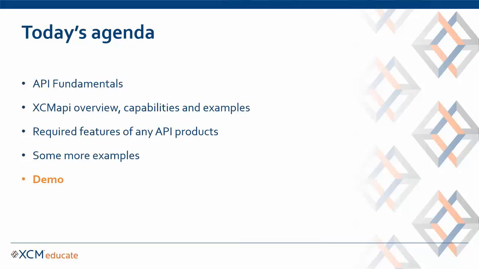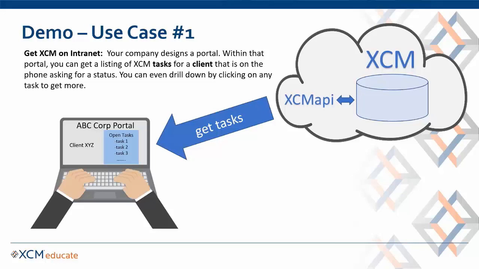Now we are going to get into a demo, and we're going to have two different use cases here, and Wayne will show you the demo. One is, as I touched upon, getting XCM data on an intranet. So your company has a portal. Within that portal, you can get a listing of XCM tasks for a client that is on the phone asking for a status. One way to do it is you go into XCM, search the client, search the task, get the status. But if you integrate it into your portal, you go to the client, you see all the tasks, and you just drill down, and with one click you can get the status of that task.